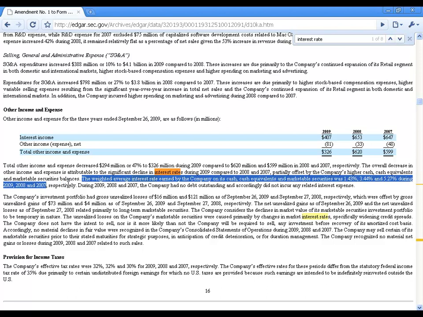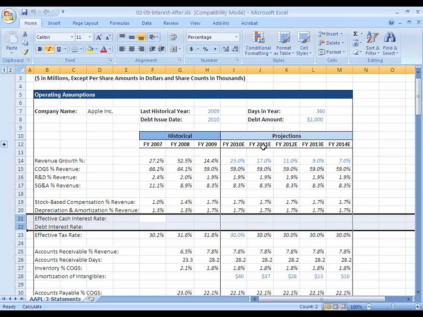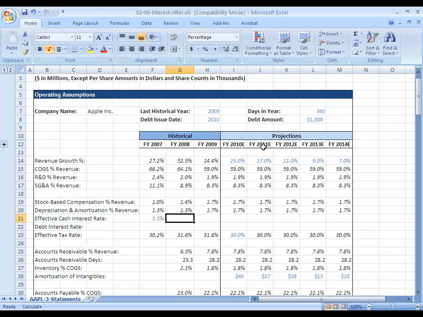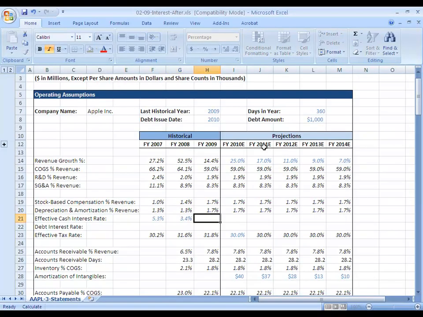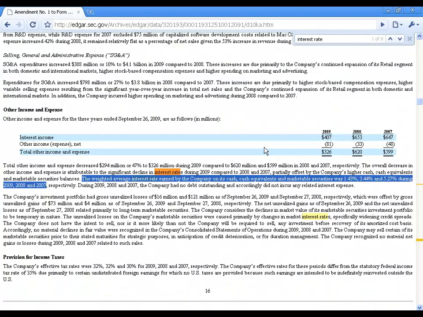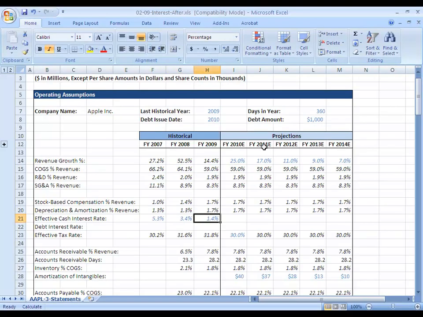So let's go in and enter these numbers now. So we have 5.27, 3.44, and 1.43. Now for the debt interest rates, remember that Apple has never carried debt historically, at least in recent history, so we're just going to enter 0% for these. So we have these numbers historically.